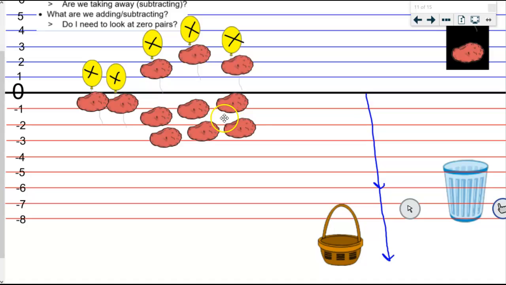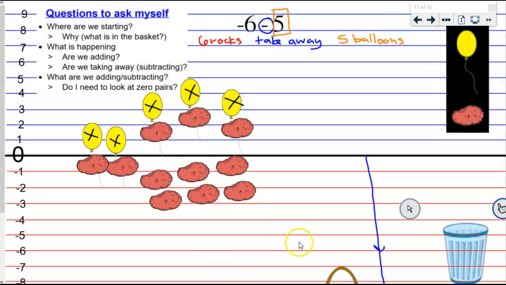So when you're drawing it on your paper, if you want to draw it down so it goes down to -11, then that's fine. But we have 11 rocks. So -6 minus 5 is equal to -11. But again, write yourself a note about why. 6 rocks, take away 5 balloons. That means we have to look at the balloons in the zero pairs. So I'm writing look at and take away balloons from the zero pairs.